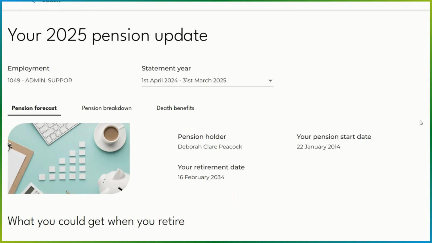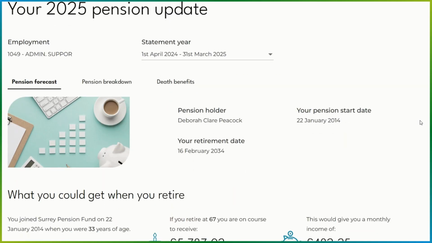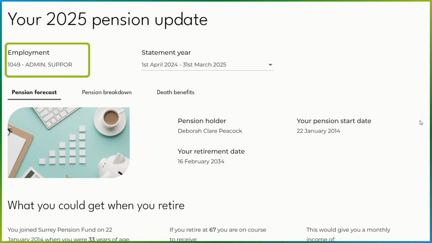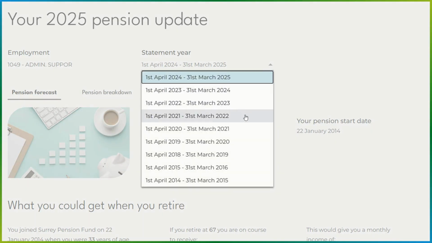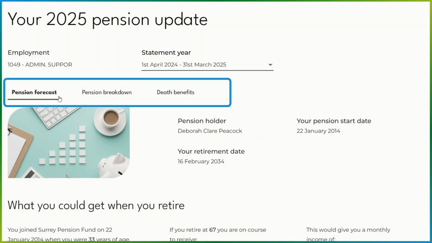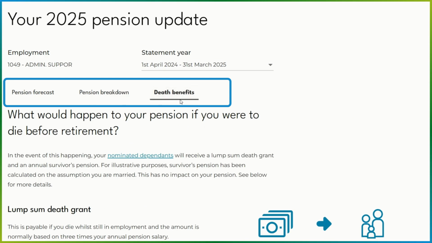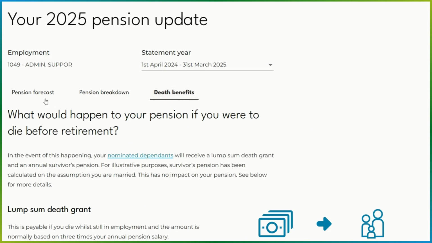If you have multiple records, you can select the relevant employment under the title Employment on the left-hand side. Under the title Statement Year, you will find a drop-down of all the years that you have had annual statements for. These are organised from most recent to oldest years. There are also 3 tabs you can select from: Pension Forecast, Pension Breakdown, and Death Benefits. Let's start with the Pension Forecast tab.